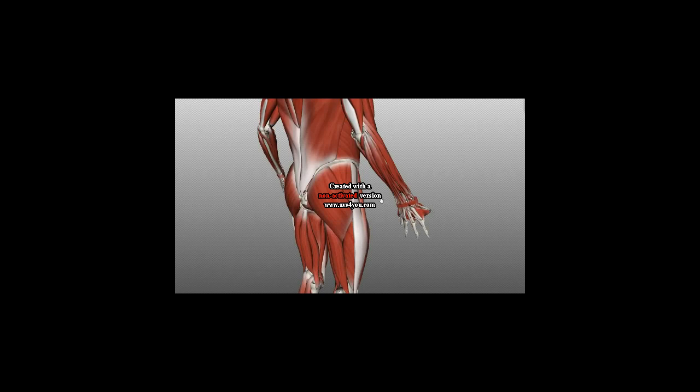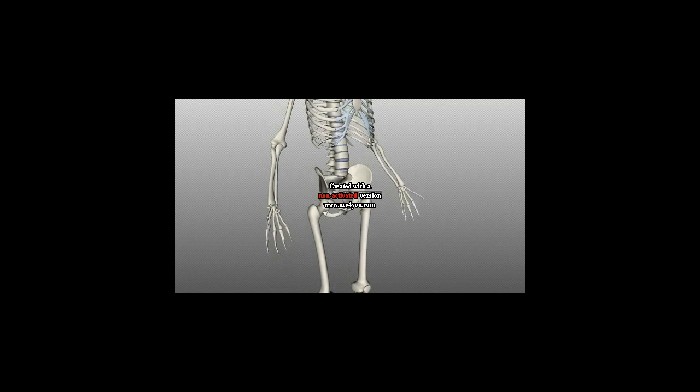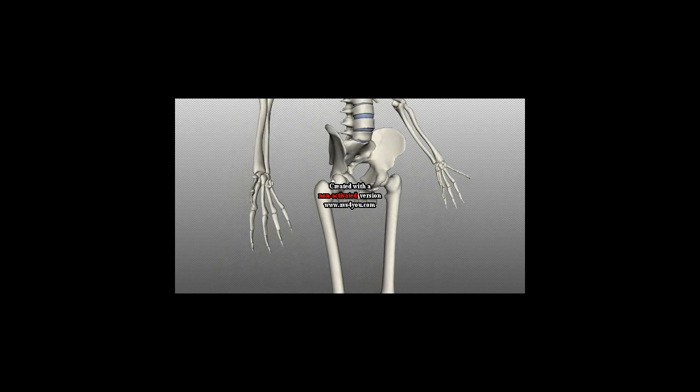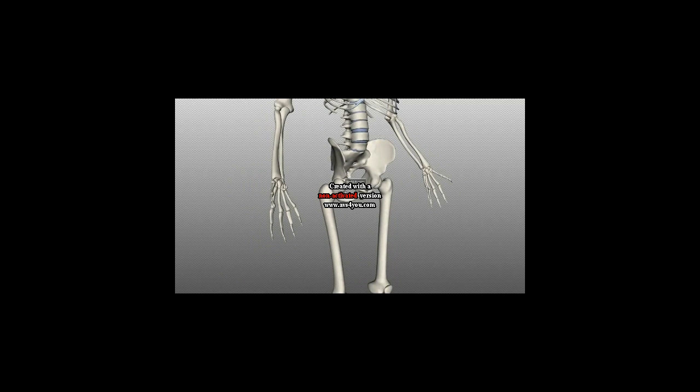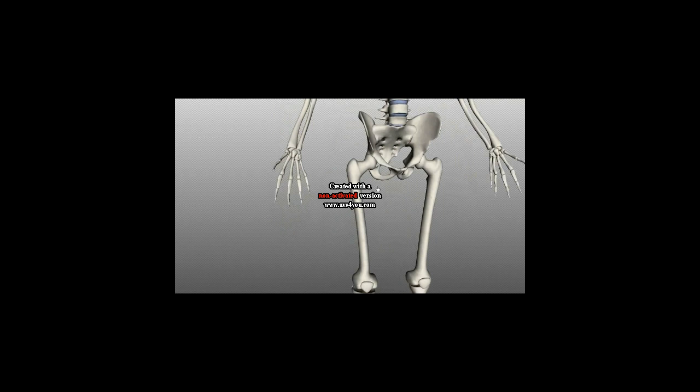In this tutorial I'll be talking about the muscles of the gluteal region and how they act on the hip joint. So the hip joint is this joint between the head of the femur and the acetabulum of the pelvic bone. So it's this joint here, and this joint is quite a stable joint and it has several movements. So at the hip joint you get flexion and extension.